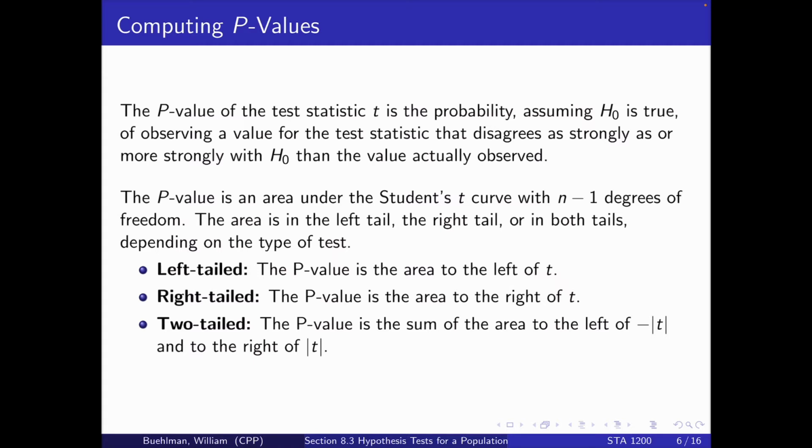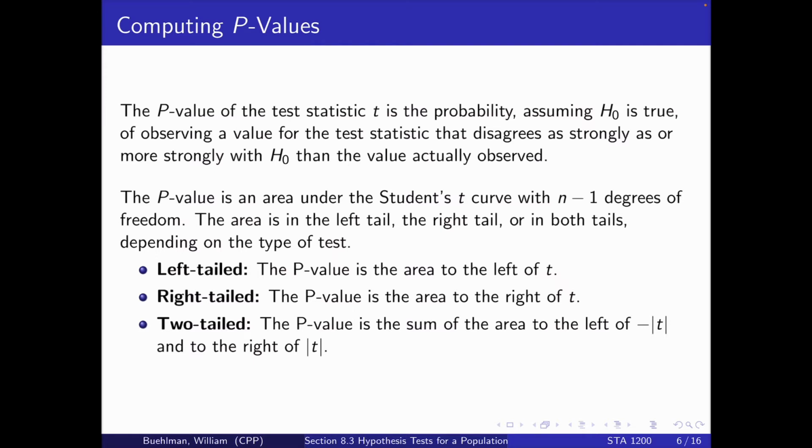value for the test statistic that disagrees as strongly as or more strongly with the null hypothesis than the value actually observed. The p-value is an area under the student's t-curve with n minus 1 degrees of freedom. The area is in the left tail, the right tail, or both tails, depending on the type of test.